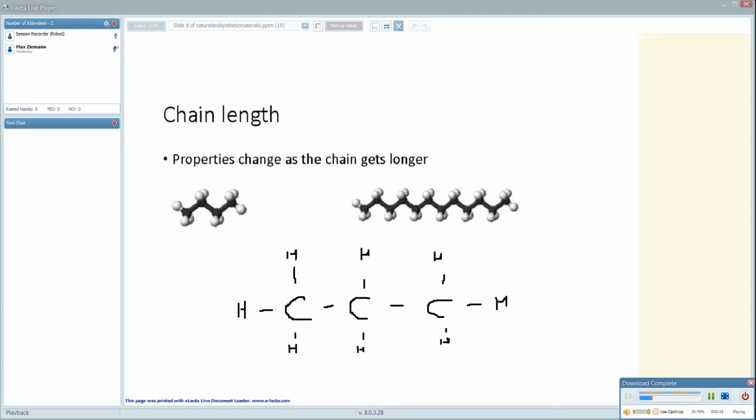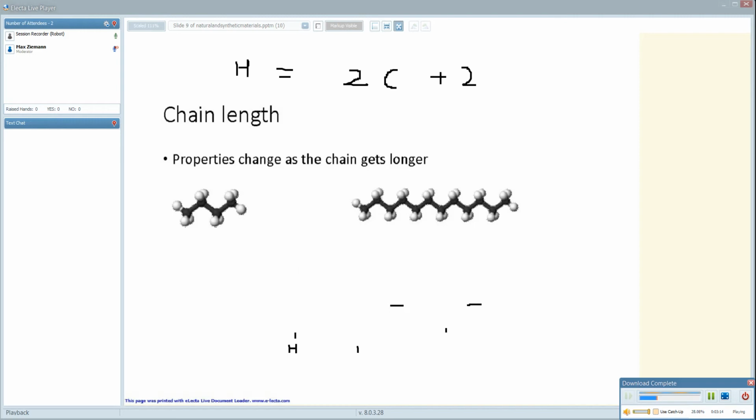So the formula for working out how many hydrogens there are is this. The number of hydrogens in a hydrocarbon chain is 2 times the number of carbons, plus 2. And this will work for any chain length. If there's just one carbon, 2 times 1 is 2, plus 2 is 4. Say this one here, so there's 3 carbons: 2 times 3 is 6, plus 2 is 8. If you count them, there's 8. And that will work for any length of the chain.